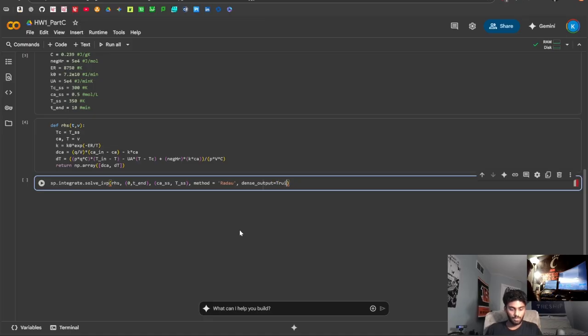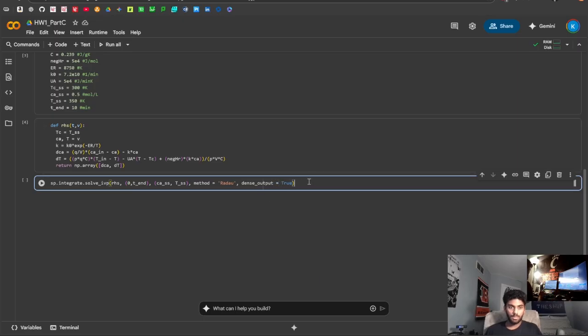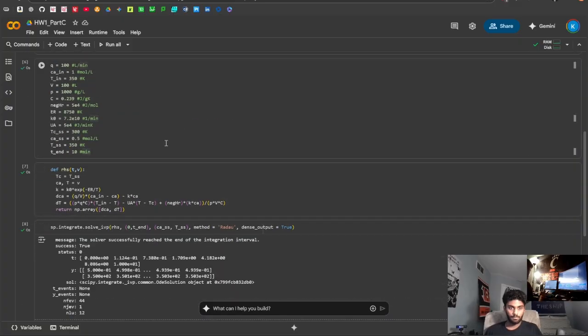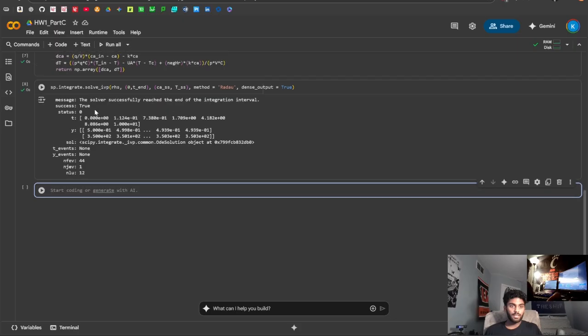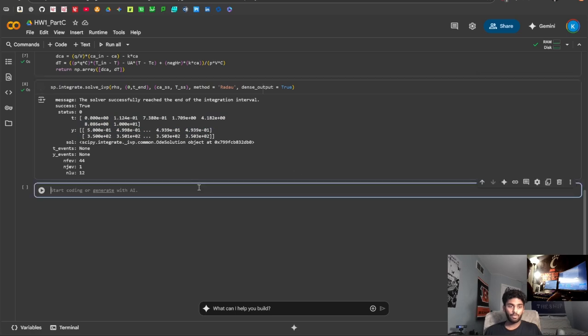Don't think I need this actually. Do need to spell it correct, however. And let's see. All right, now we see that the solver successfully reached the end of the integration interval, and we have a set of times, and we have our y values.